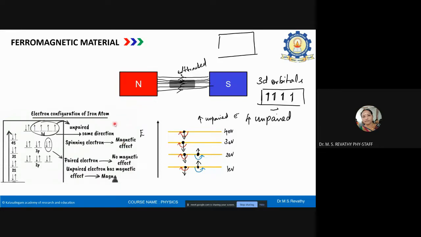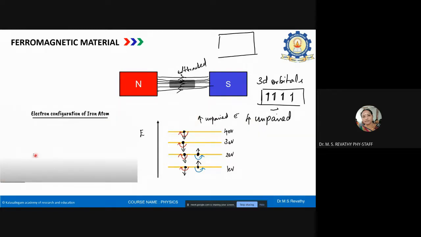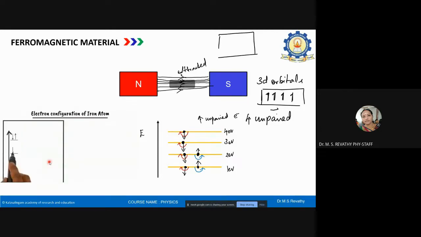So how many electrons are here? 4 electrons are present in the 3d orbital. Looking back to the energy levels, you have lower energy levels and higher energy levels. Among the energy levels, you have unpaired electrons in 2 of them. So for the iron atom, you can observe that there are 4 unpaired electrons present in the 3d orbital, which is the peculiar behavior responsible for the ferromagnetic behavior of iron.